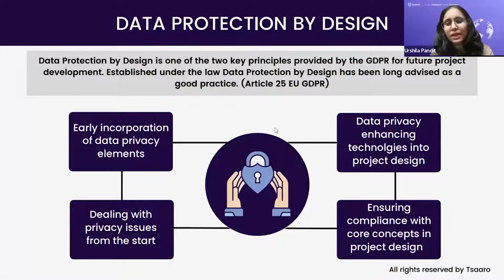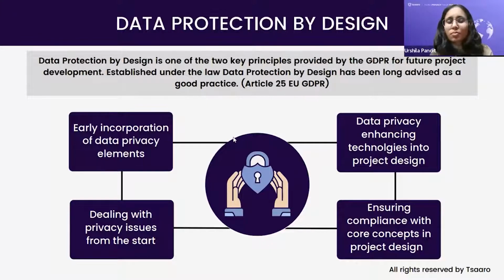So Article 25 of the GDPR deals with something called data protection by design and by default. So clause 1 of Article 25 deals with data protection by design. So what does this mean? This means that privacy has to be embedded into products or technology or any kind of process that you're developing at the design phase itself.